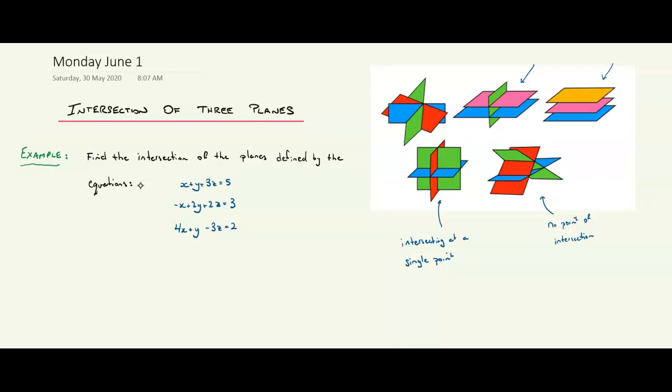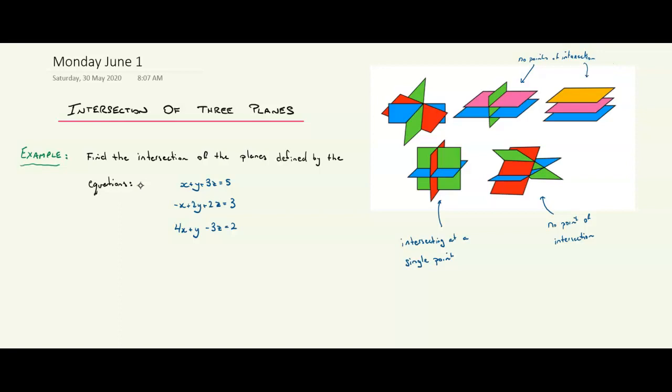And that's the same here, where we've got 2 planes that are parallel, and 3 planes that are parallel. No points of intersection.